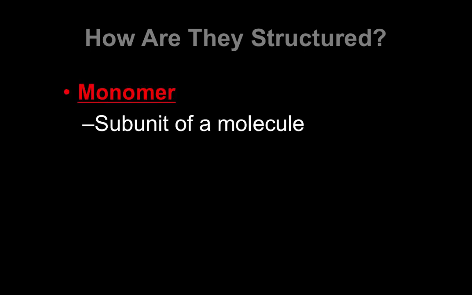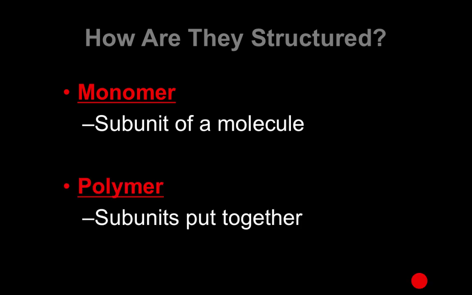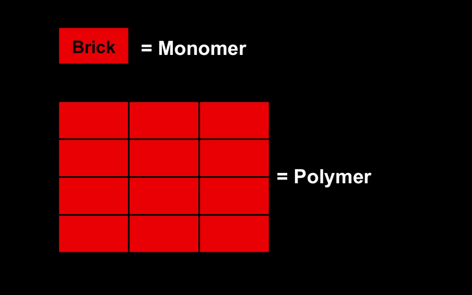So how are they structured? They have a monomer, so that's a subunit of a molecule. And if you put monomers together, you create a polymer. The way I think about it is like this: if a brick is a monomer, then a brick wall would be the polymer, and the mortar would be like the bonds. So when we bond together monomers, we create polymers, because remember, mono means one, poly means many.